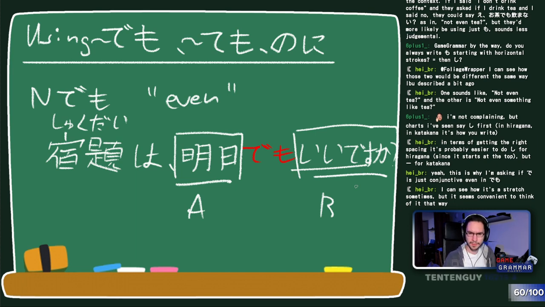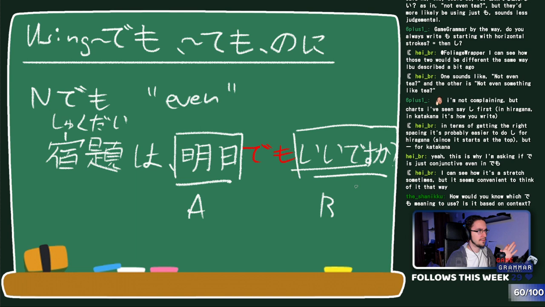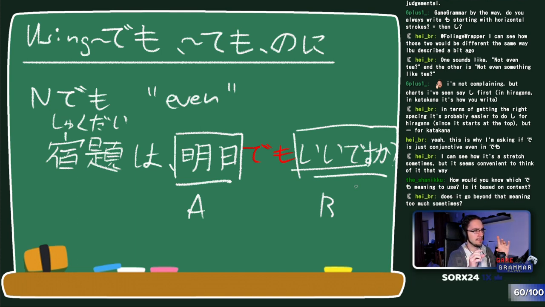Sometimes breaking these things down as much as you can helps, but in this case I just don't think it really helps that much. But yeah, it's kind of like that, especially when you compare it to te form plus mo. If it's verb te form plus mo and has that usage, then demo is probably just the te form of the copula and the mo. Does it go beyond that meaning too much sometimes?